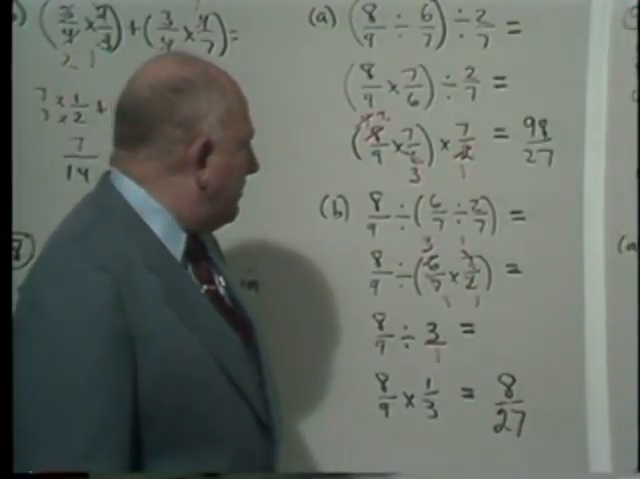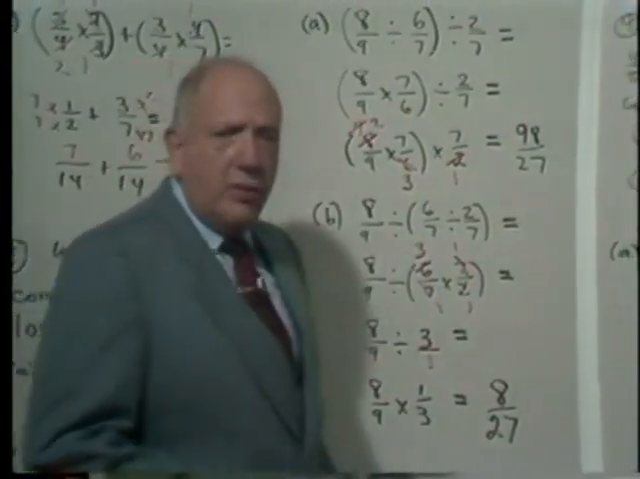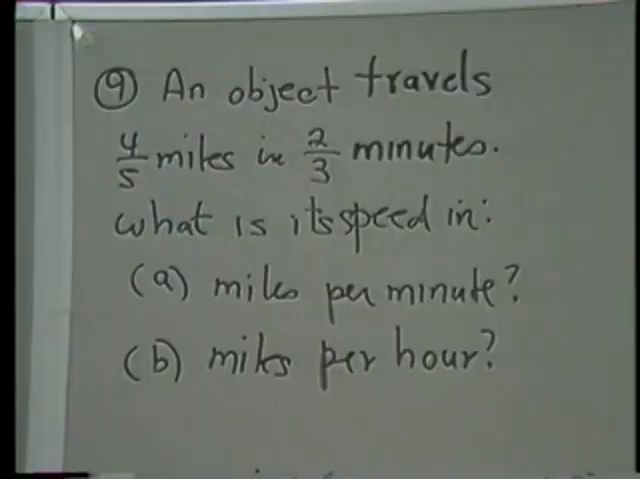All right, let's go on. Here's one similar to one that we did in the lecture. An object travels 4/5 of a mile in 2/3 of a minute. What is its speed in miles per minute? Part A. And part B says, what is the speed in miles per hour?